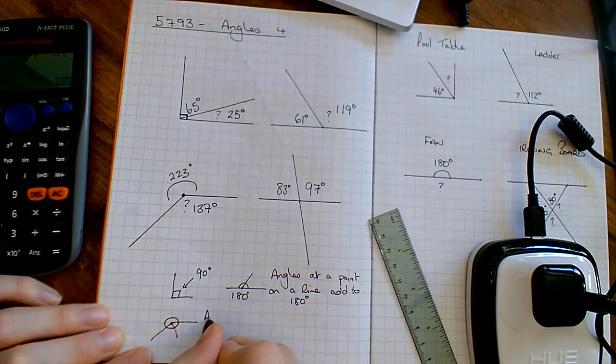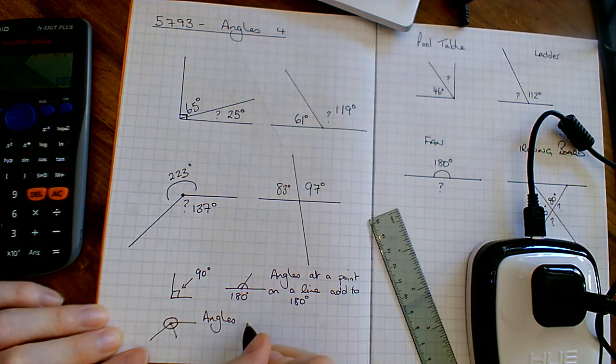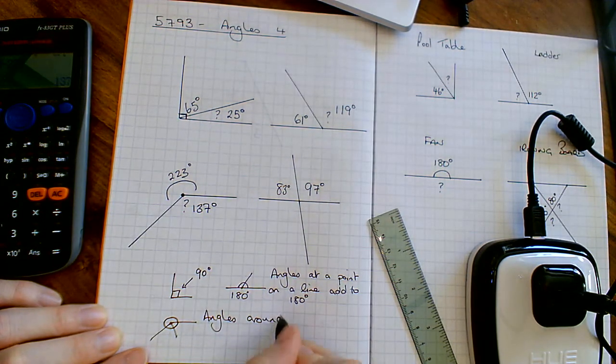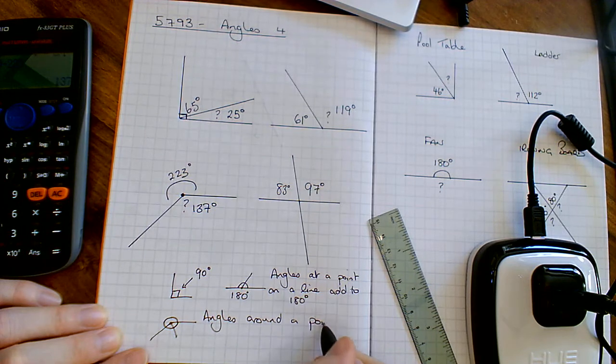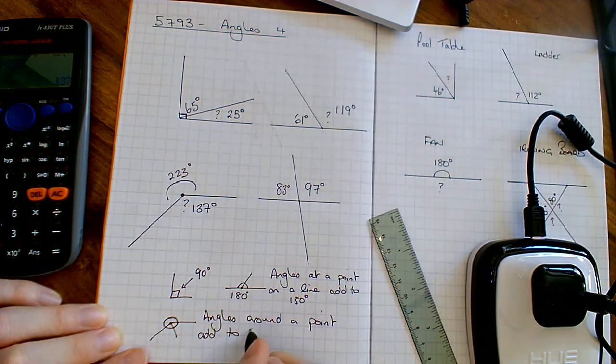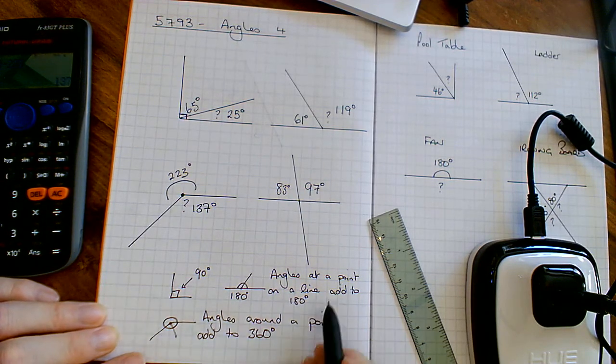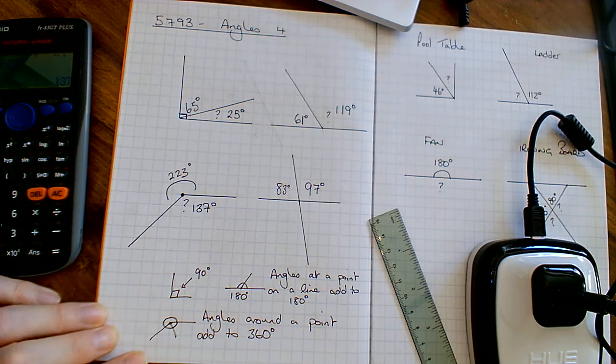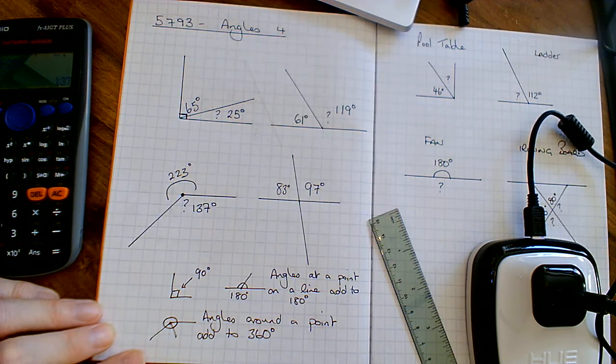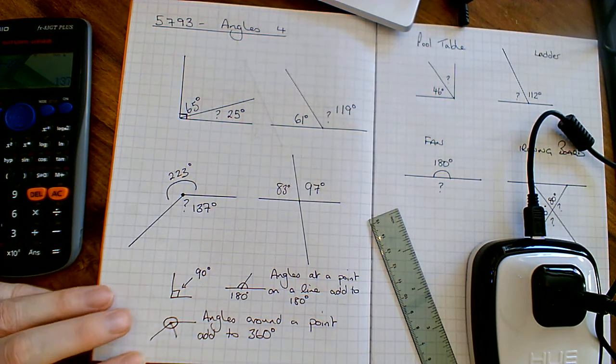It's angles around a point add to 360. Okay, it would be useful if you had these written down yourself, maybe put them in your book or something, so you can always refer back to them if you forget them.